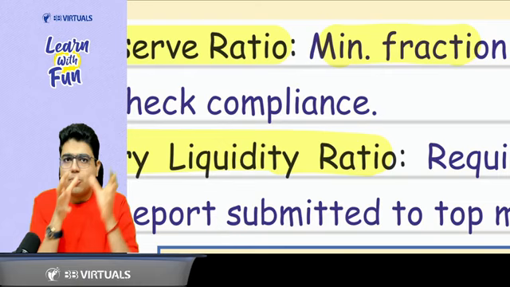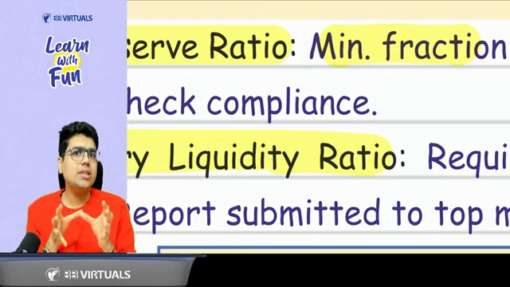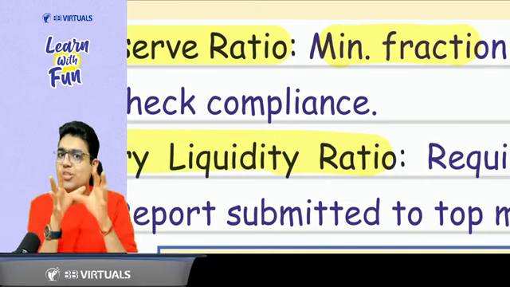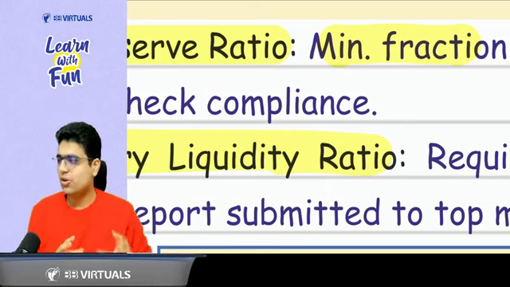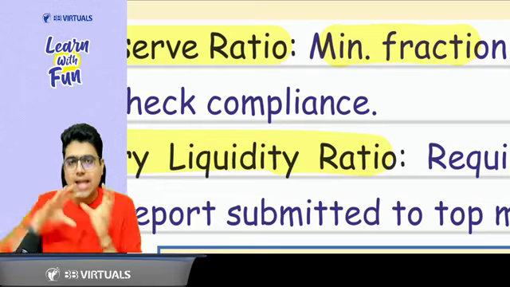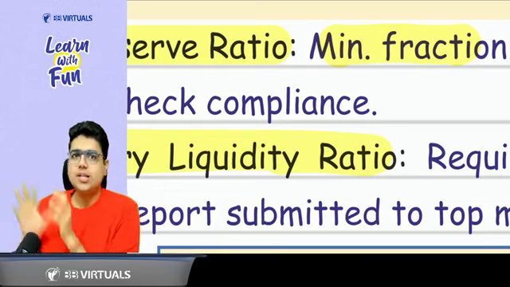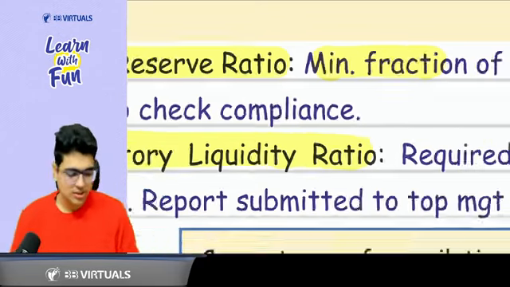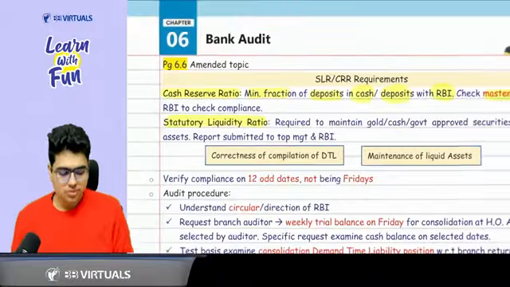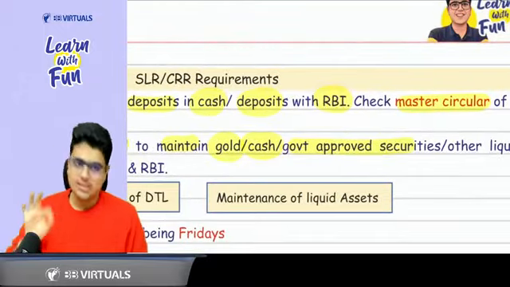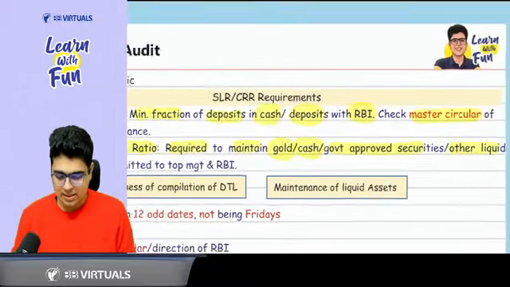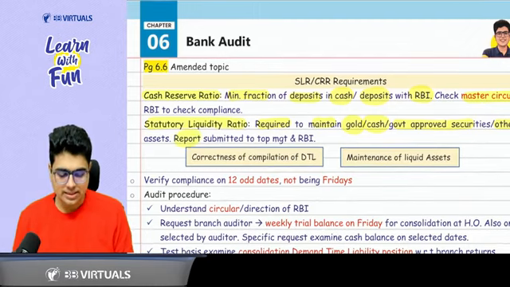Liquidity means whatever deposits you take, some portion you need to keep in the form of liquid assets. It can be cash, it can be gold or other approved securities. Liquidity needs to be maintained, and the remaining portion you can lend to other parties, that you can give as an advance to other parties. So you are required to maintain gold, cash, government approved securities, basically other liquid assets. And the report on this needs to be submitted to the top management and RBI.